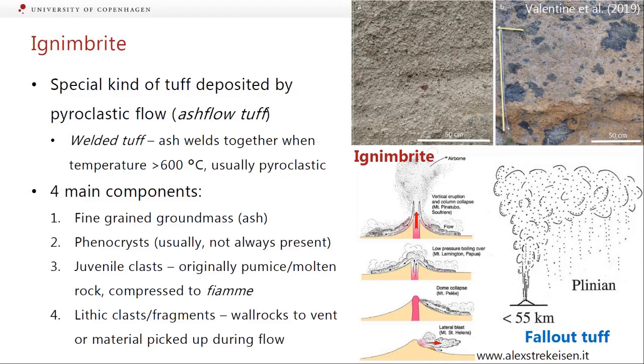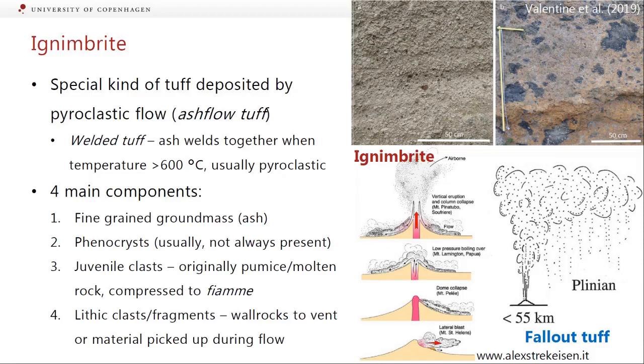There are juvenile clasts. So these would be pumice or some sort of molten magma that's being fired through the air. They are usually compressed to fiamme because it's still hot when it's being deposited. In some ash flows, you will get chunks of pumice that haven't been squashed so much, and that just means that it had time to cool before it got incorporated into the pyroclastic flow. And then you also see these lithic clasts, or lithic fragments, some people will call them. These are wall rocks to the volcanic vent, or they could be material that's actually picked up in the flow.